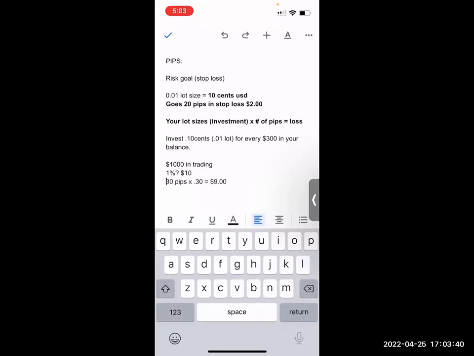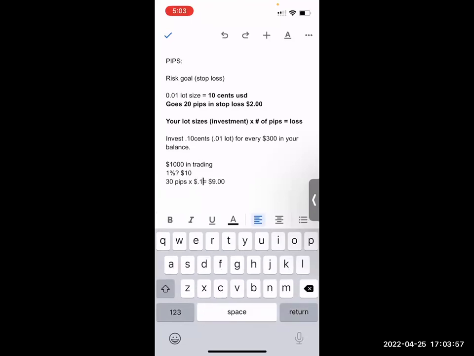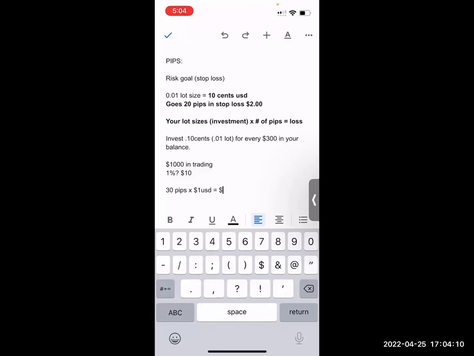Okay. So let's pretend somebody wants to modify this. They don't want to do 10 cents for every 300. Maybe this person wants to invest $1. Well, now this no longer is 30 cents. This changes to $1 USD. So if the stop loss is 30 pips, and I put $1 in the market, now I've taken my risk from $9 to $30.